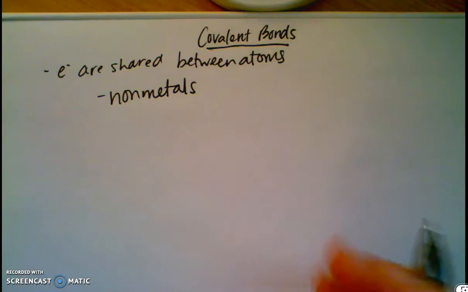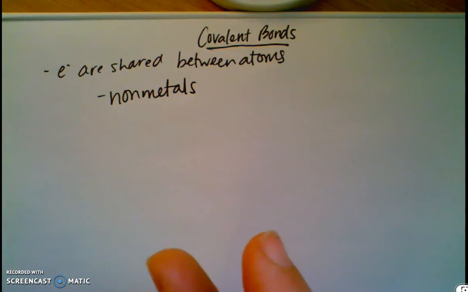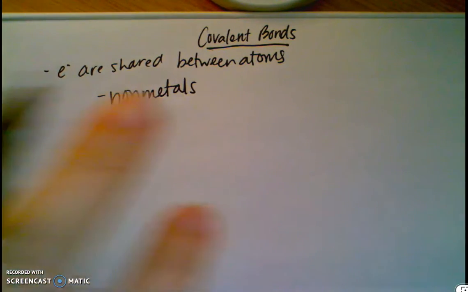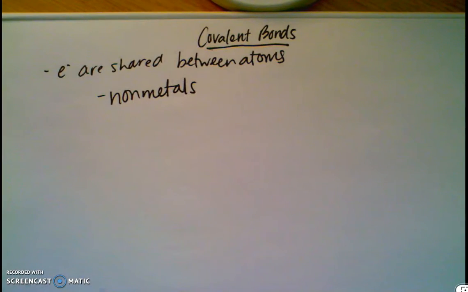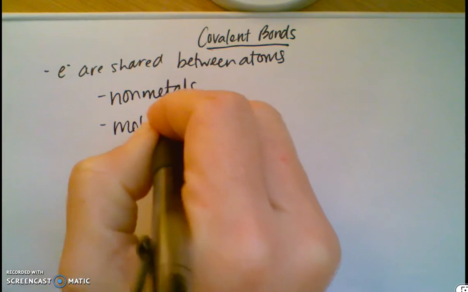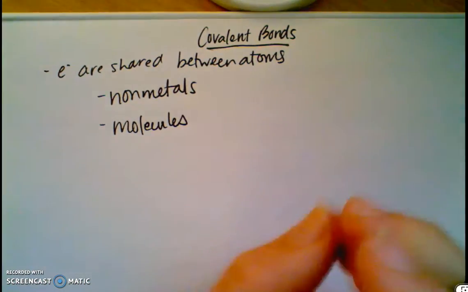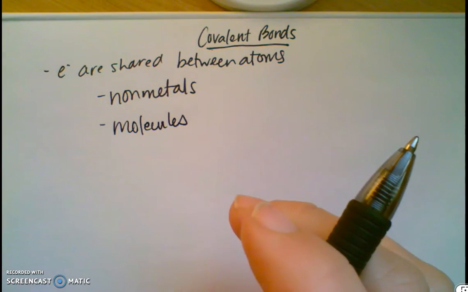This will create a distinct, discrete unit like water. If you were to zoom in on water, you would see that there are individual water molecules making up a drop of water. Versus if you were to zoom in on salt, it would just be a ratio of 1 sodium to 1 chlorine. And so these are what we call molecules when they form.